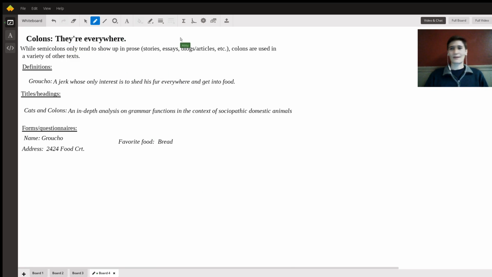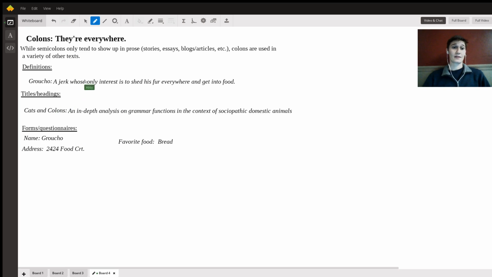Now, colons tend to be more common than semicolons. Semicolons will pretty much only show up in prose. So that is any kind of thing that requires a continuous string of text in complete sentences. So stories, essays, etc. But colons are used for things like forms or questionnaires, like for example, applications, your tax forms, less formal things too, like surveys and fun little questionnaires.